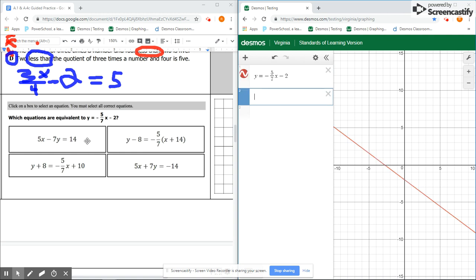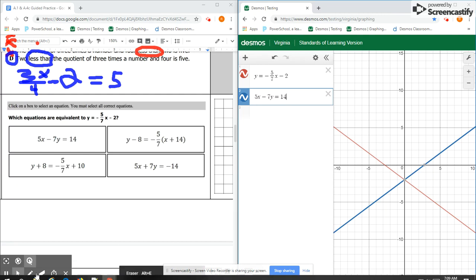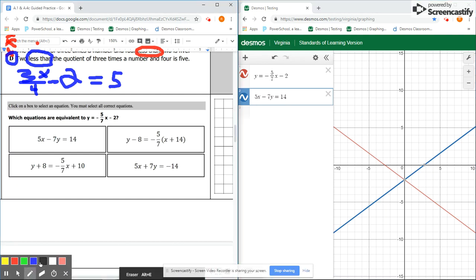I'm going to try the first one, and I'm going to have you try the other 3. I'm going to type in 5x minus 7y equals 14. Now if you look, these are not equivalent. They are not the same line. If it were equivalent, it would be the same as the red line, but this is not the same as the red line. So I know that this one is not an answer.